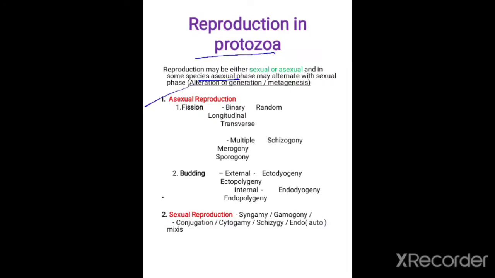Let us discuss asexual reproduction. It is again classified as fission or budding. In fission, there is binary fission or multiple fission. Multiple fission is also called zygogony. And in case of budding, there is external budding or internal budding. And when it comes to sexual reproduction, there is syngamy or conjugation.